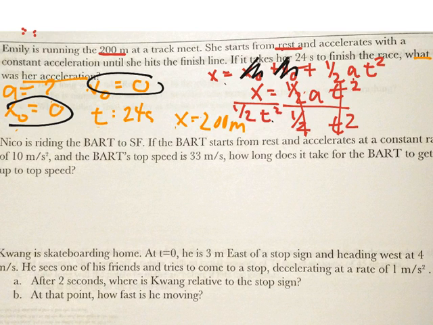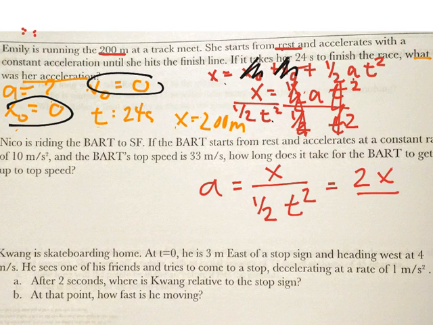So now to solve it, I'm going to go down to this area here. It's going to be a all by itself because we crossed out those next to it by dividing. And we keep this exactly as it is, x divided by 1/2 t squared. This is also the same thing as 2x over t squared, depending on how you want to write it.